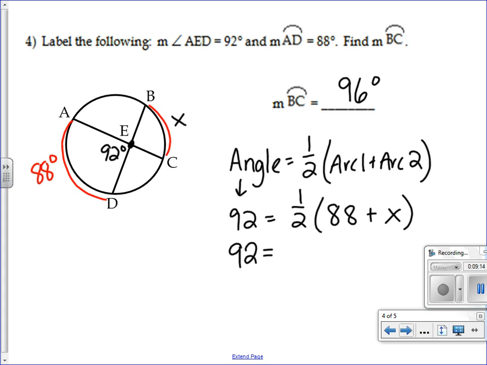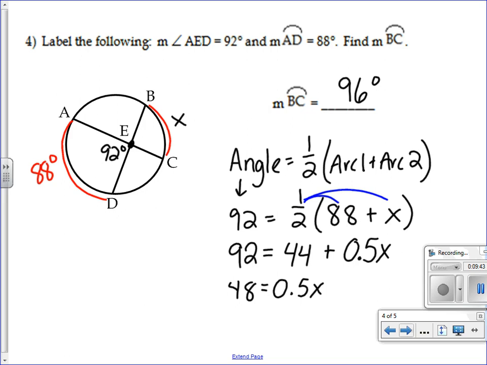So I can't combine 88 plus X because they're not like terms. So what we're going to do is distribute the 1/2 to both of those terms. So half of 88 is 44. And then you can just say 1/2 times X, which is 1/2 X. Feel free to also make it a decimal, 0.5x. So now we're going to subtract 92 minus 44, which gives us 48 equals 0.5x. Now you are going to divide by 0.5, and you will get 96.